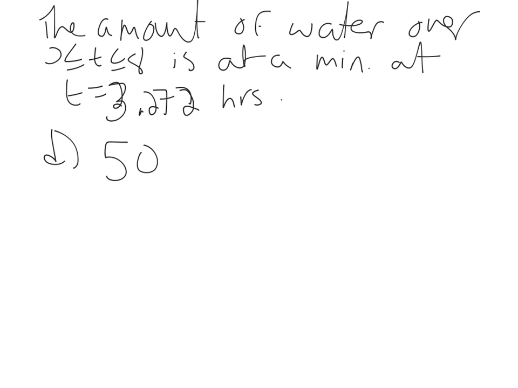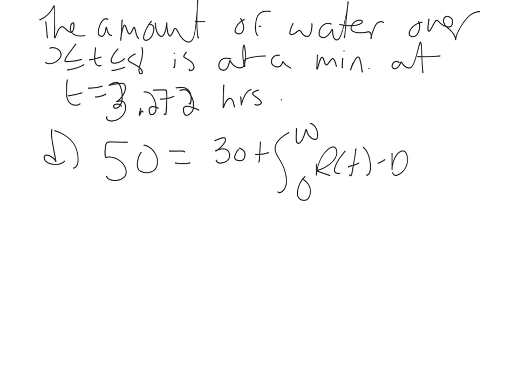Well, we know that we measure the amount of cubic feet by that integral of r(t) minus d(t), and then plus 30. So it's 50 equals, we don't know what time, they tell us to use w as your time, so from 0 to w, so we know at w is where it would overflow. And that's it. That's all they want for Part D. So that is 2015 question 1.